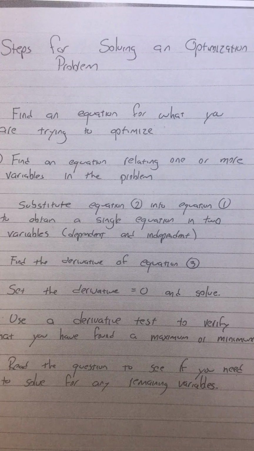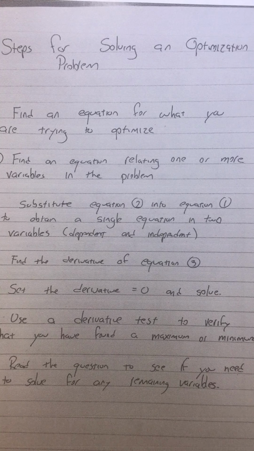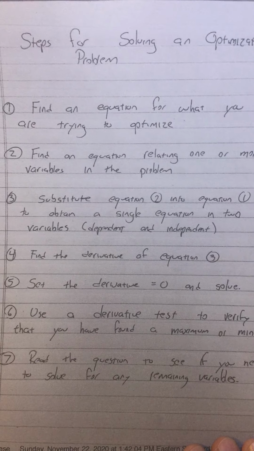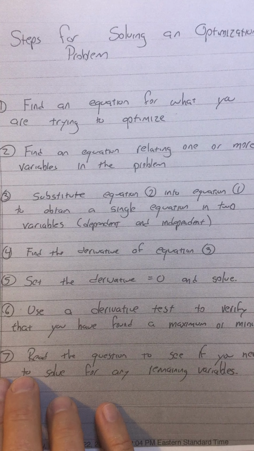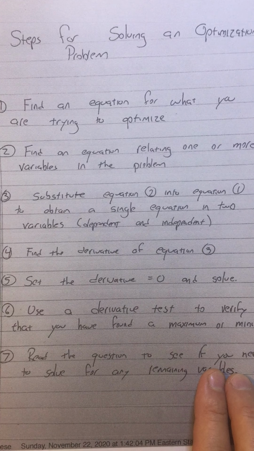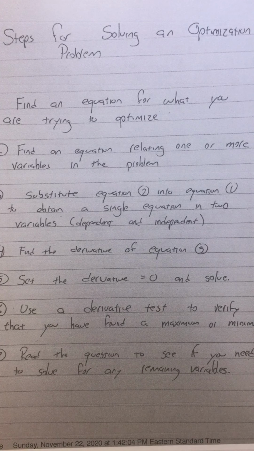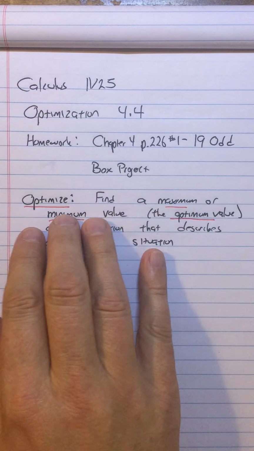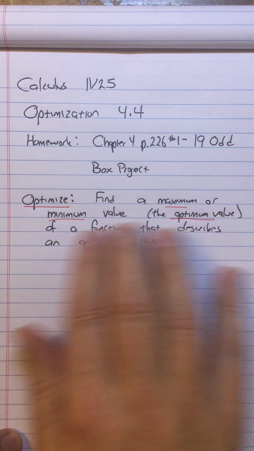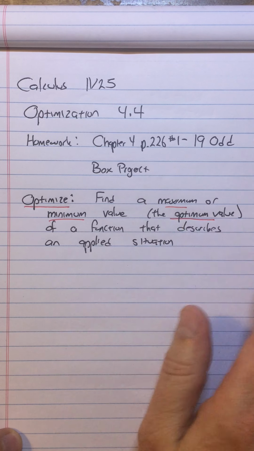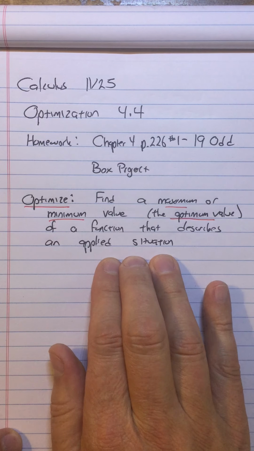Because sometimes you'll find a critical value. You wanted a maximum, but you actually found the minimum. If you're supposed to be reporting the arrangement of a company that's going to create maximum profit, and you accidentally report the value that gives a minimum profit, you will lose your job. So number 7 is read the question again to see if you need to solve for any remaining variables, because sometimes the problem has multiple variables. We have to solve for different ones. All right, so our optimization problem: optimize means to find a maximum or minimum, the optimum value, the best value of a function that describes an applied situation.